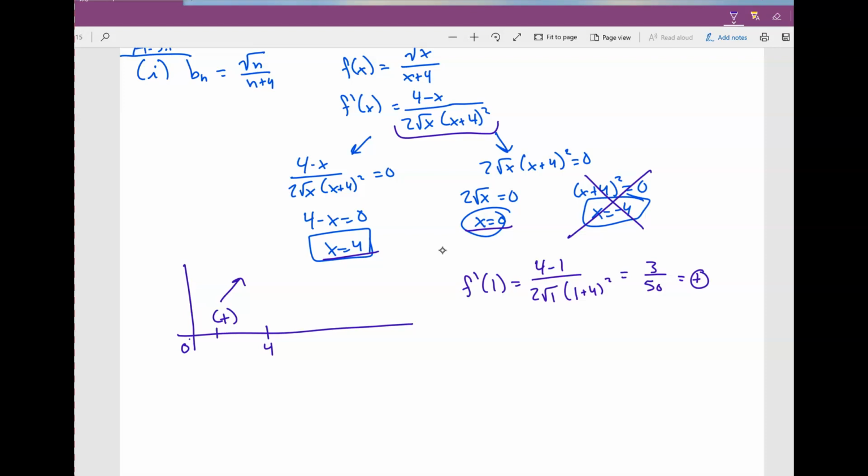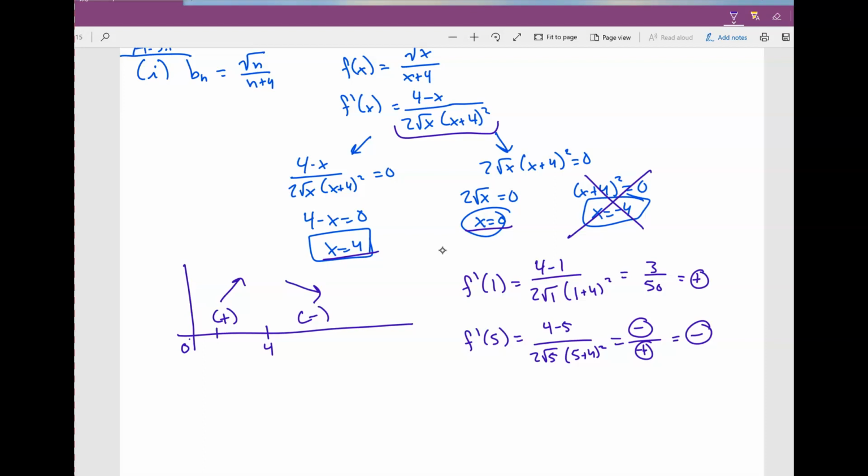We want to make sure that as n gets relatively large, this is going to decrease. So let's go ahead and try it out. Now let's plug in a number that's greater than 4. So let's plug in 5. So we're going to have (4 minus 5) over 2 square root of 5 times (5 plus 4) squared. Notice that this top part is going to give me a negative number. The bottom part is just going to give me a positive number, which is going to give me a negative number. So this part is going to be negative, which means that it's going to be decreasing.